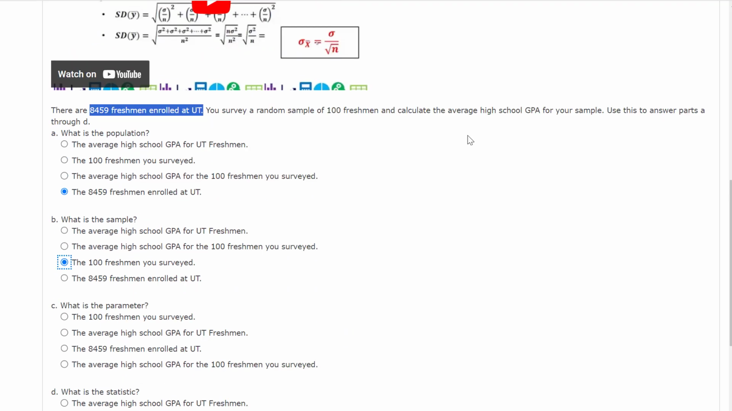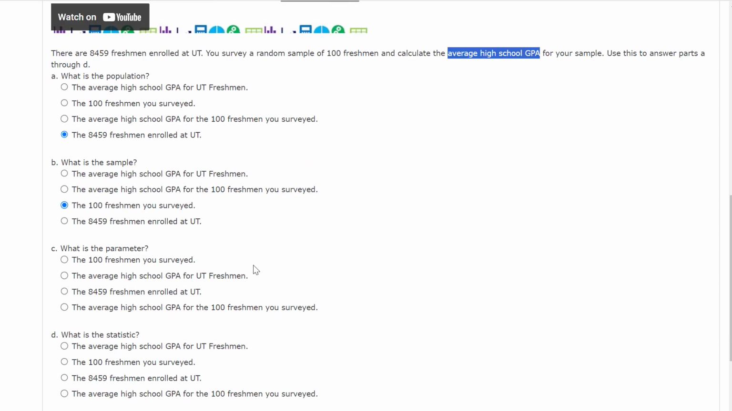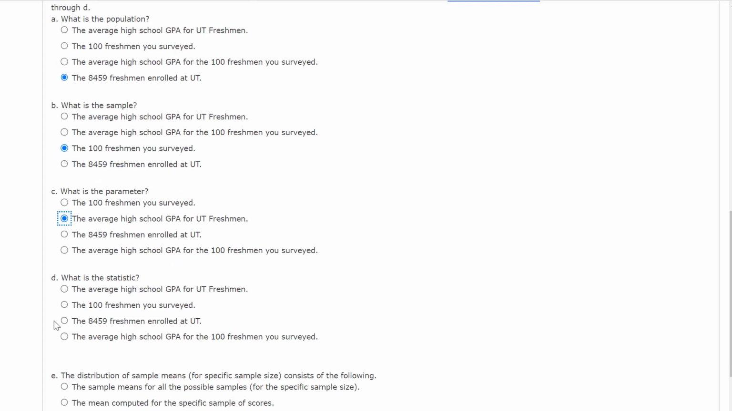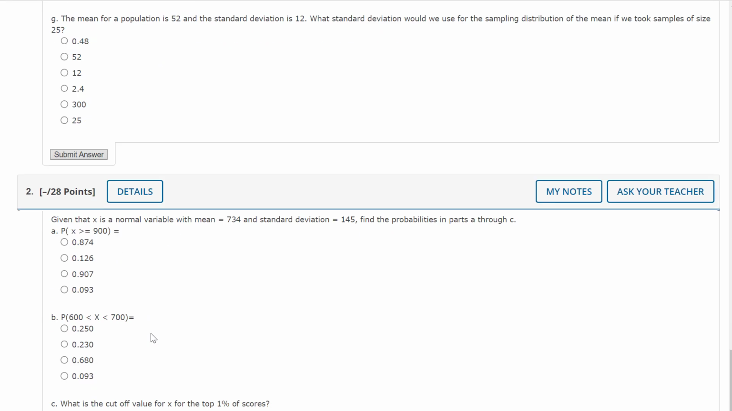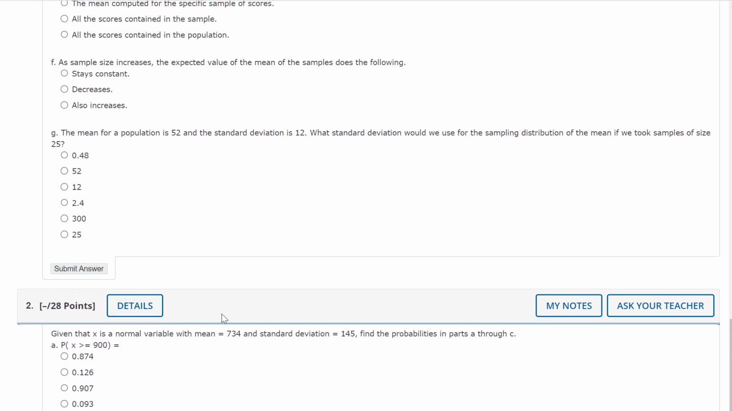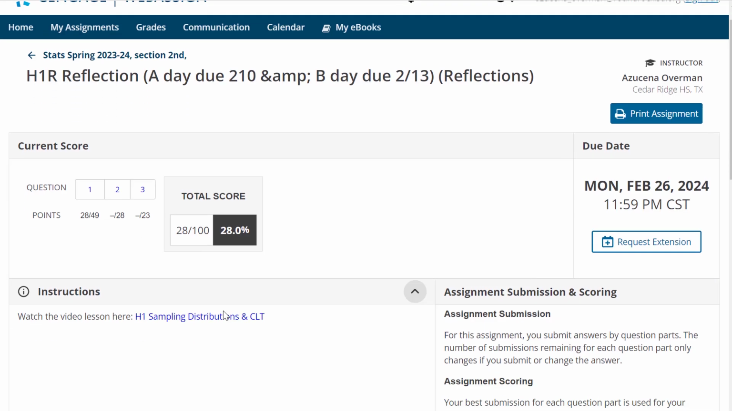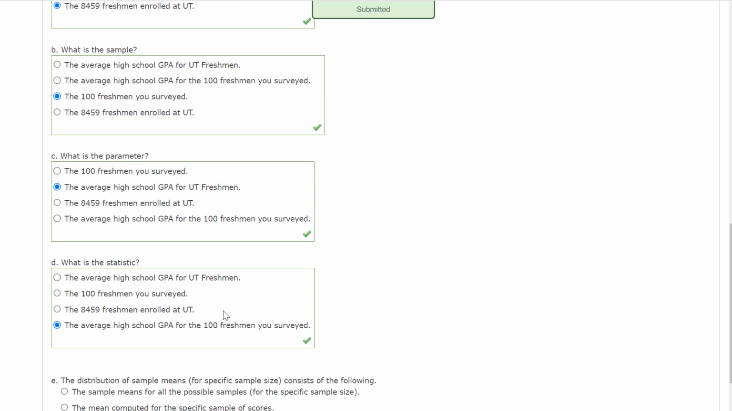What is the parameter? What are we trying to calculate? Average high school GPA. So that would be the true average high school GPA for all the UT freshmen. But our statistic is the one that we're estimating. All right, so let me go ahead and submit these so you can check and see how we're doing so far. Looks like we're doing pretty well.